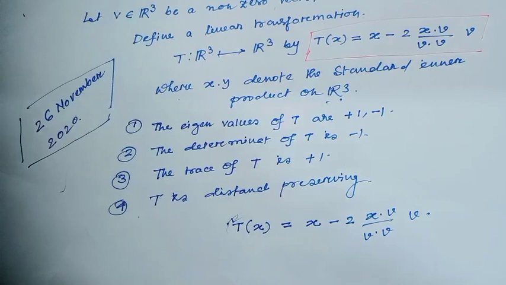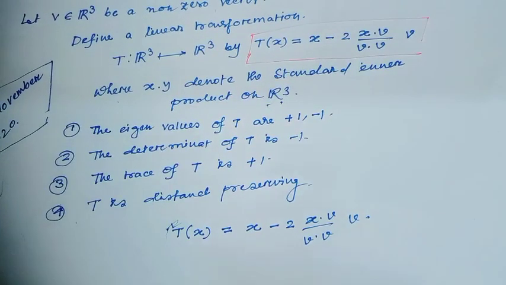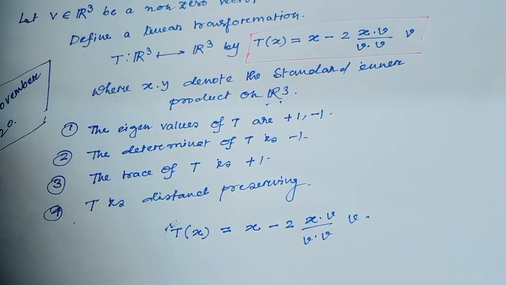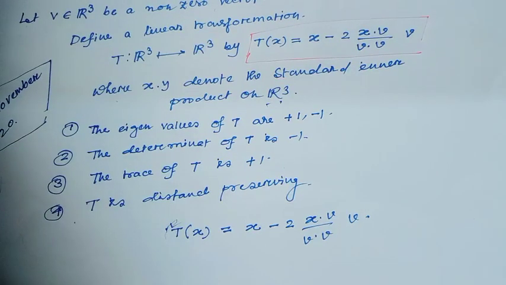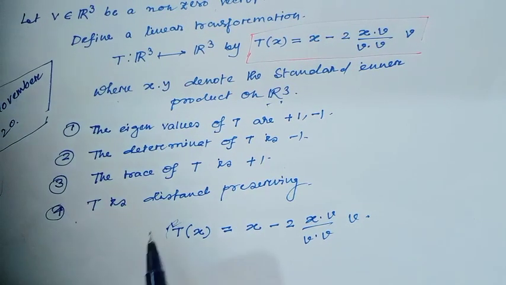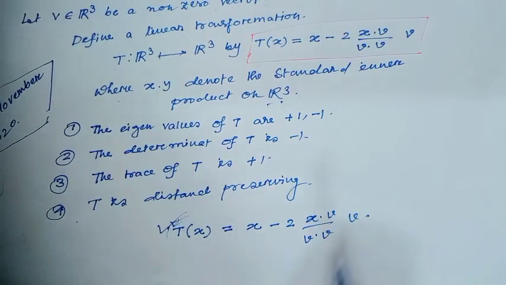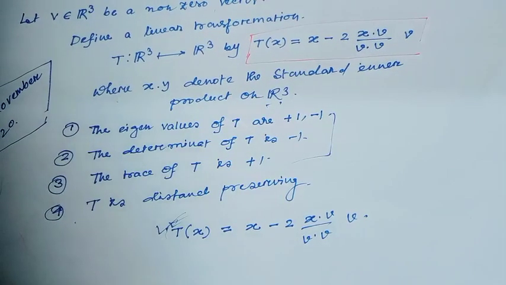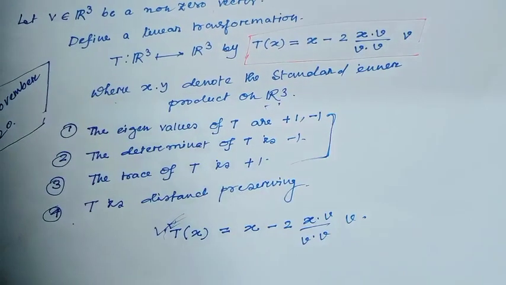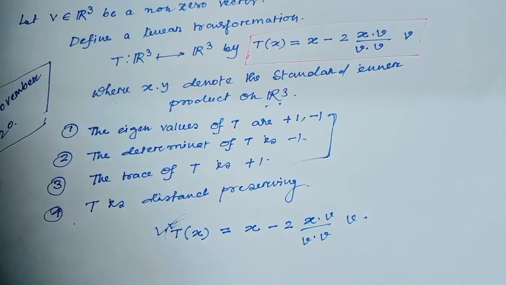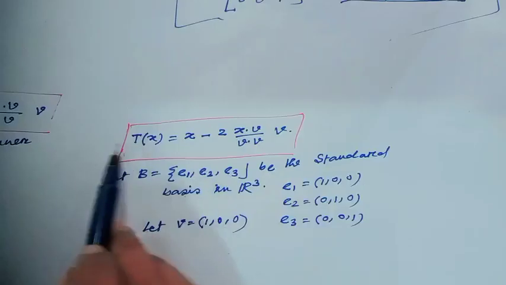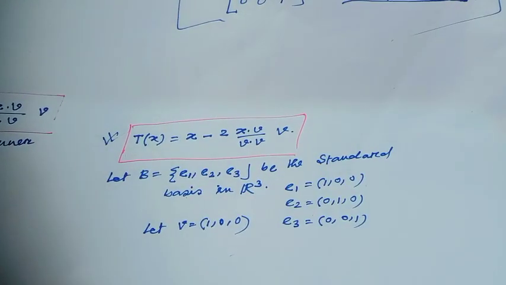At first, please think on your own about what you would do to solve this question, then see my solution. Here I will find the matrix representation of this linear transformation. Then we can easily tell the three options: what the eigenvalues are, what the determinant is, and what the trace is. And this is the given linear transformation.